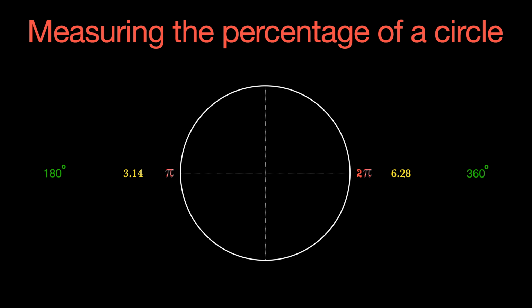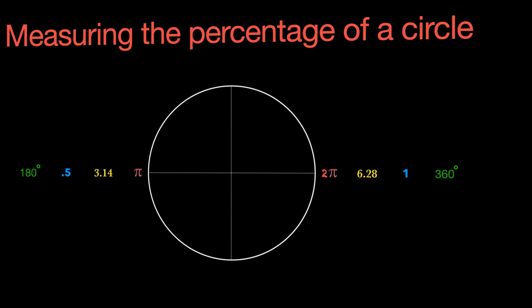Step 2 is convert the numerical form to a percentage of the circle. In this case, pi is going to be 0.5 or 50% of the circle, and 2 pi is going to be 100% or one whole circle. Now we're on the last step. We take the decimal or the percentage and convert that to our degree. In this case, 180 for a half and 360 for a full.